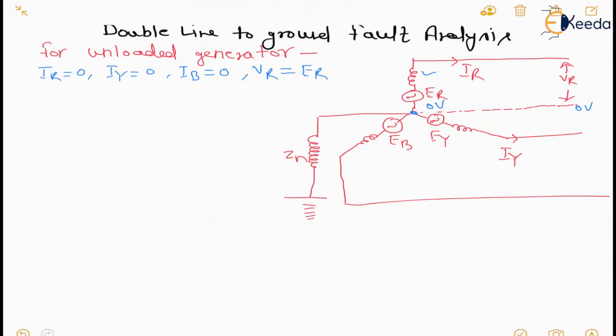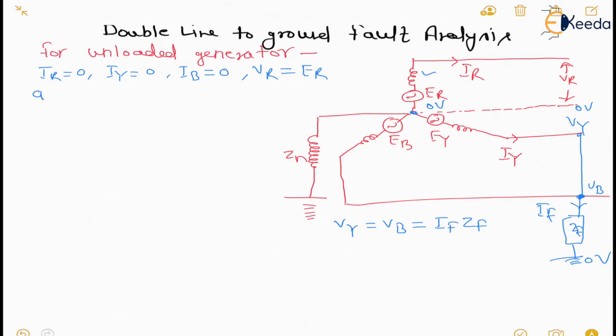Let us assume a short circuit occurs between phase Y and B and ground having an impedance ZF. You can easily see this is Vy and this is Vb and this is zero voltage. So you can see from here that the value of Vy is equal to Vb, which equals If into ZF. And the value of IR is still 0.